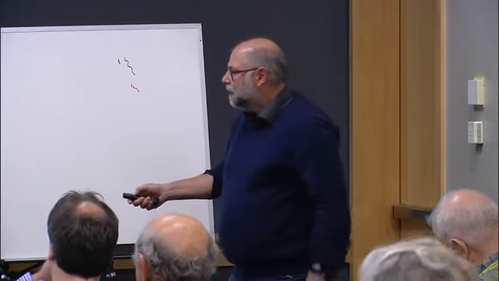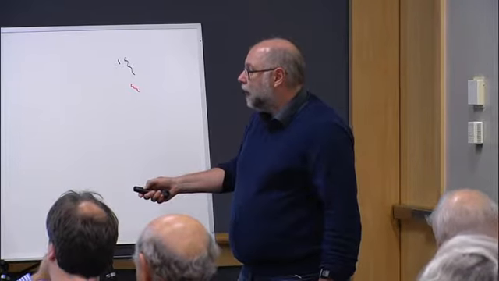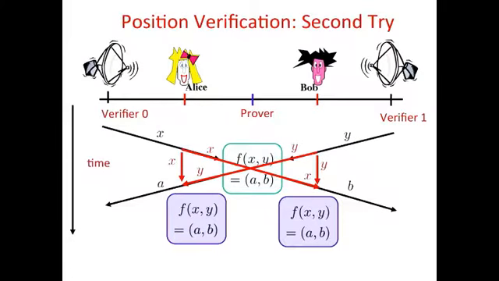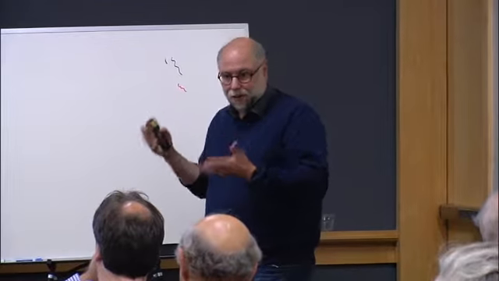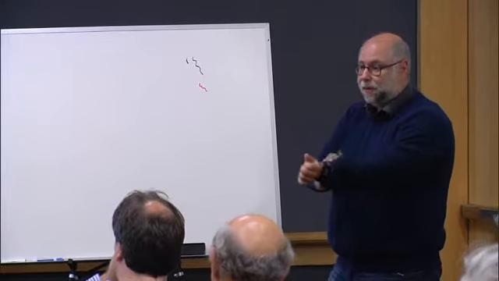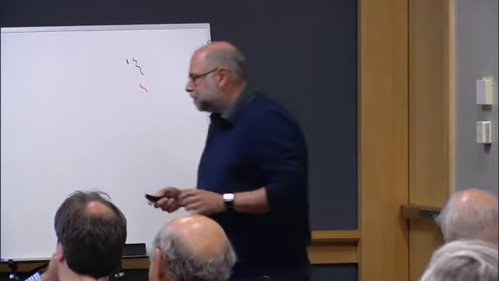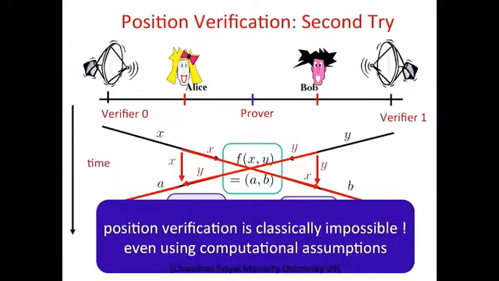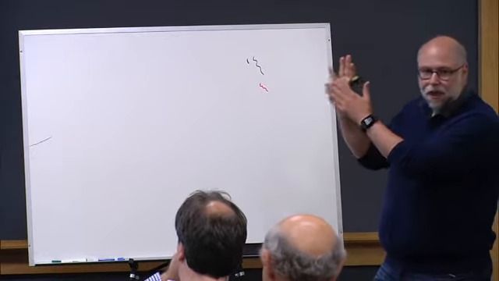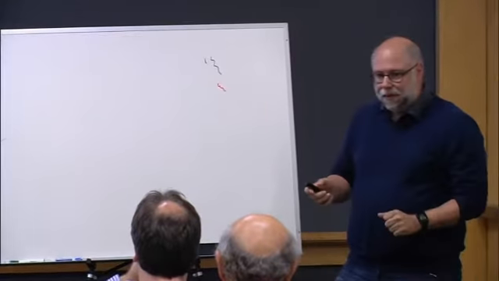And now look, at this point in time, both Alice and Bob have X and Y at their disposal, so they can quickly compute f of xy, which is A and B, and then send on the A and B to the verifiers. And everything looks as if there was someone at the blue spot, but there wasn't. It was Alice and Bob faking that position. Basically, this was in 2009, the proof that classically you cannot have position verification. You can always perform an attack, you can always fake it in this sense.